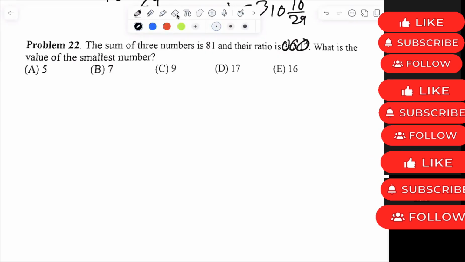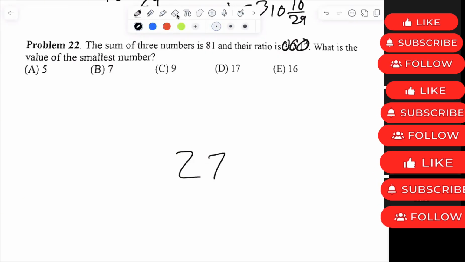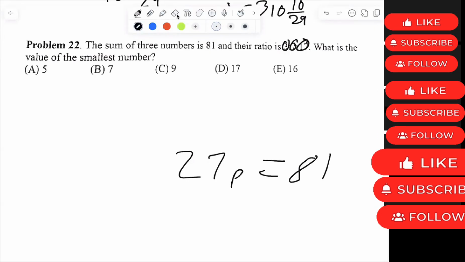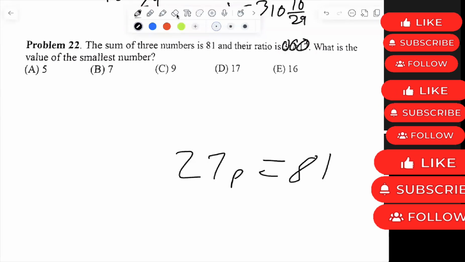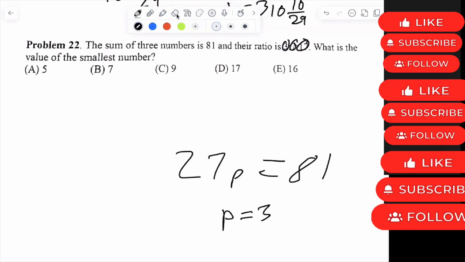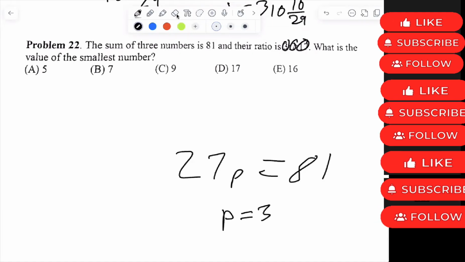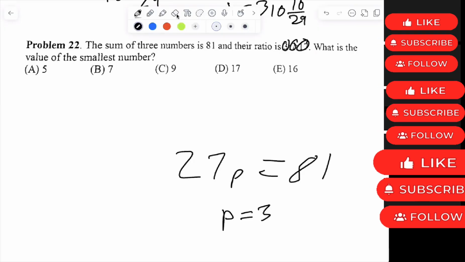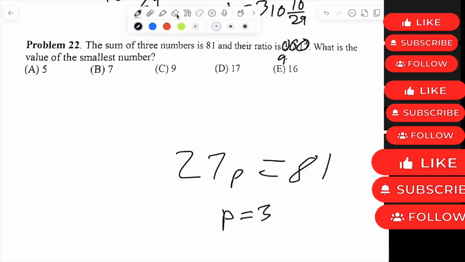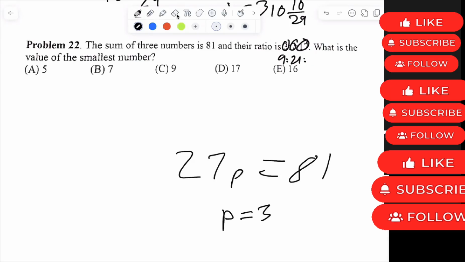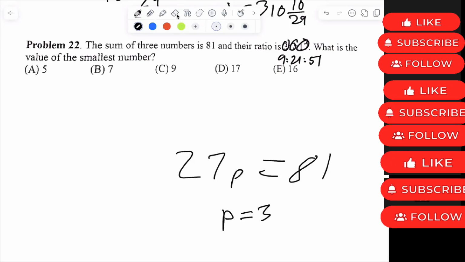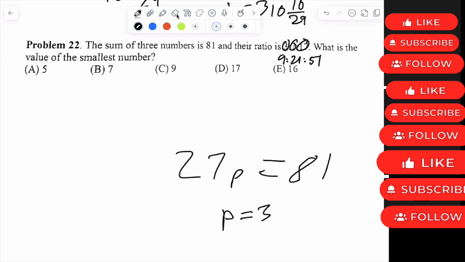There's 3 parts plus 7 parts plus 17 parts. That's 27 parts. So 27p is equal to 81. That part p is what we want to find right now. That's going to give us p equals 3. Now we can plug p back into the ratio to find the actual values, right? So it's going to be 9 to 21 to 51. You can sum it up, and that indeed gives us 81.